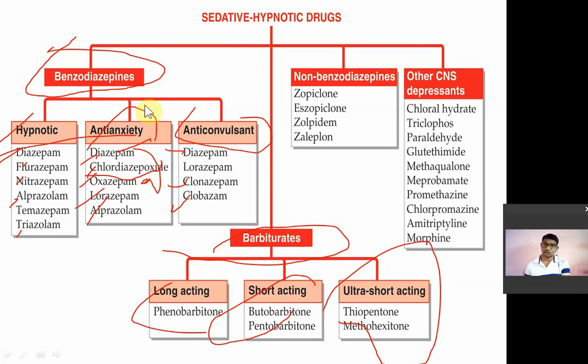And third class is known as non-benzodiazepine derivative. So Z drugs, non-benzodiazepine derivative: zolpidem, zaleplone, zopiclone. These are nothing but the Z drugs. यहाँ पे याद रखो Z drugs. They are not a true benzodiazepine, but they are benzodiazepine-like drugs. They interact with the benzodiazepine receptor.